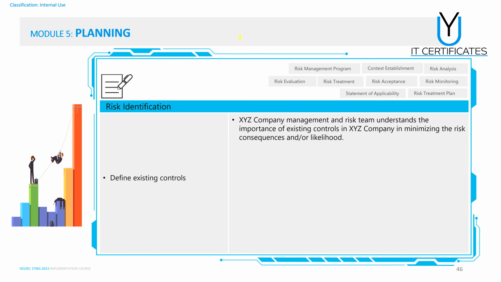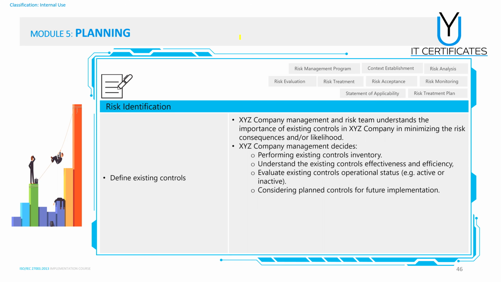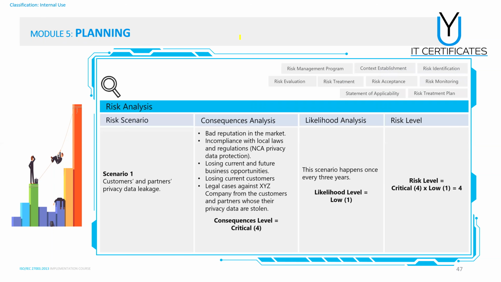Okay. You have to define the existing controls, of course. This will be very important. And now let's have the first scenario to analyze. The scenario: customers and partners privacy data leakage.